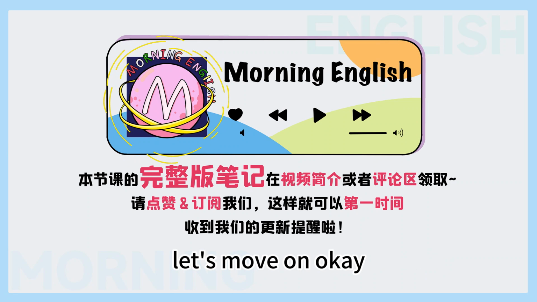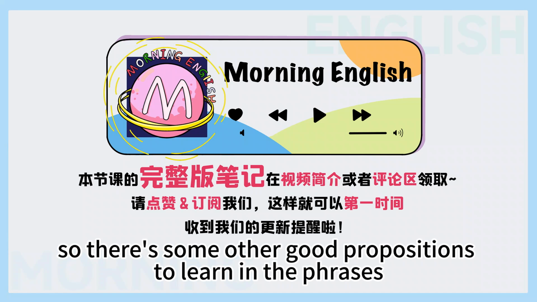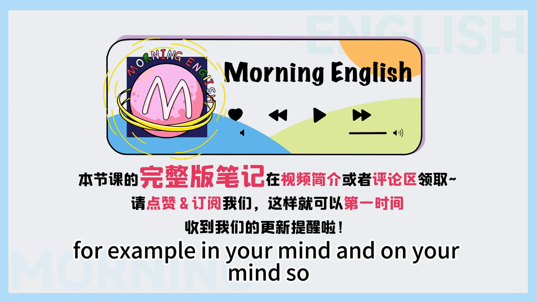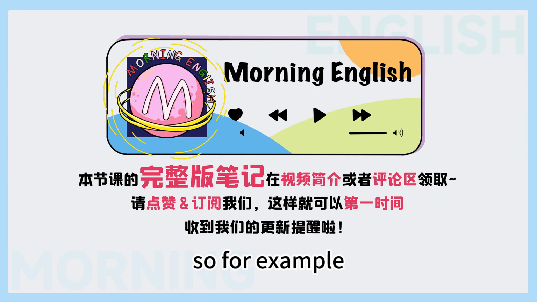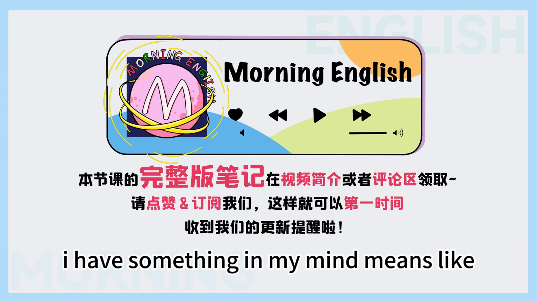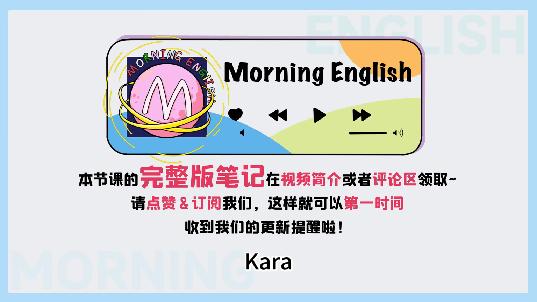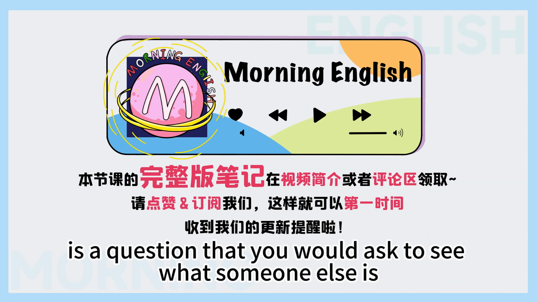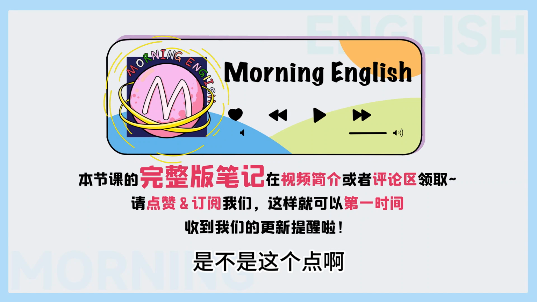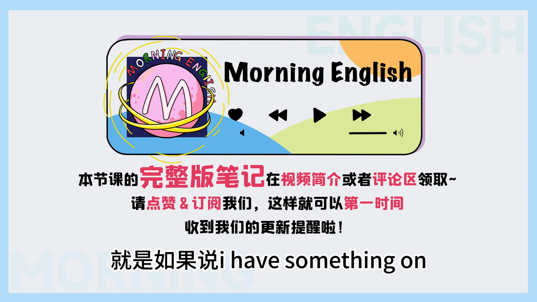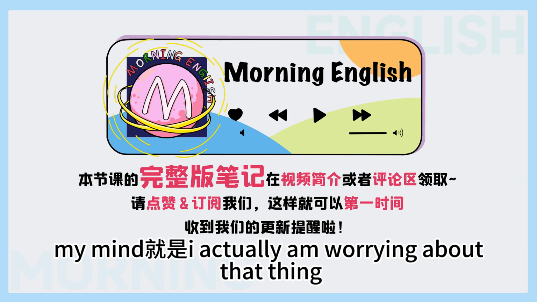好的，let's move on. There's some other good prepositions to learn in the phrases, like in or on. For example, in your mind and on your mind. 这个真的更烦人。For example, I have something in my mind means I have an idea. And the question, what's on your mind, Kara, is a question that you would ask to see what someone else is thinking. 关键点在于 if you're worried about that thing. 如果说 I have something on my mind，就是我actually am worrying about that thing.